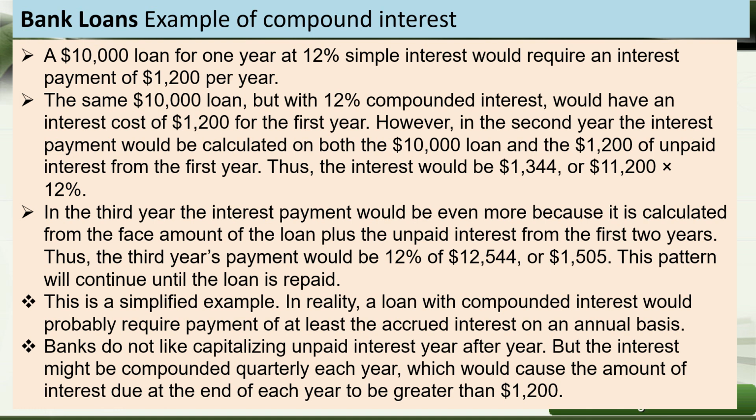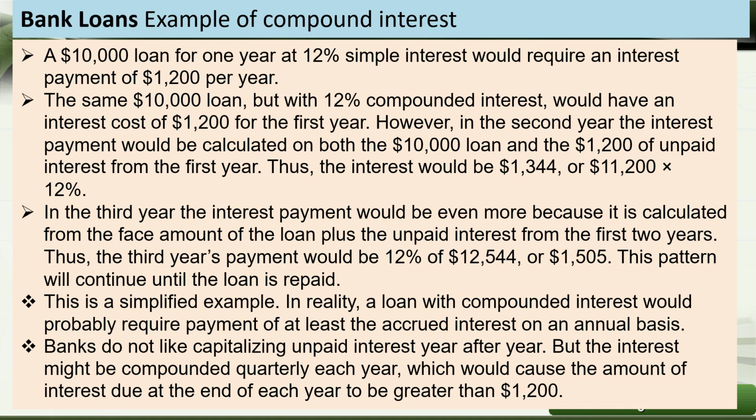In the third year, same example continues. In the third year, it will be on the 11,200 plus that 1,344, which will become 12,544, on which 12% is applied. So therefore, the interest will increase to 1,505, which will be added on that.